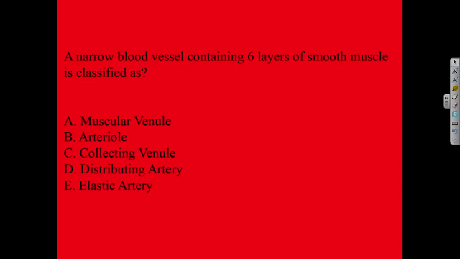So here we go. Here's our question. A narrow blood vessel contains six layers of smooth muscle, and it's classified as what? An arteriole would be five or less.